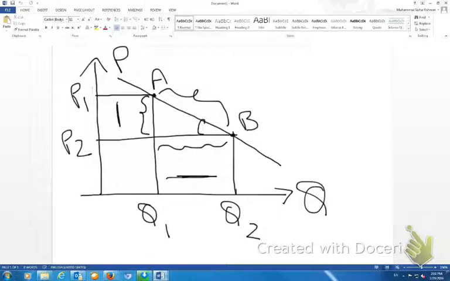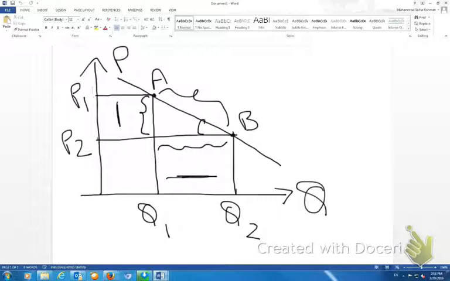Now, the traditional method assumes that you have to come up with the new price and the old price, and the new quantity and the old quantity. That creates a little bit of ambiguity, because you can go from P1 to P2, or you can go from P2 to P1. So it doesn't really matter.